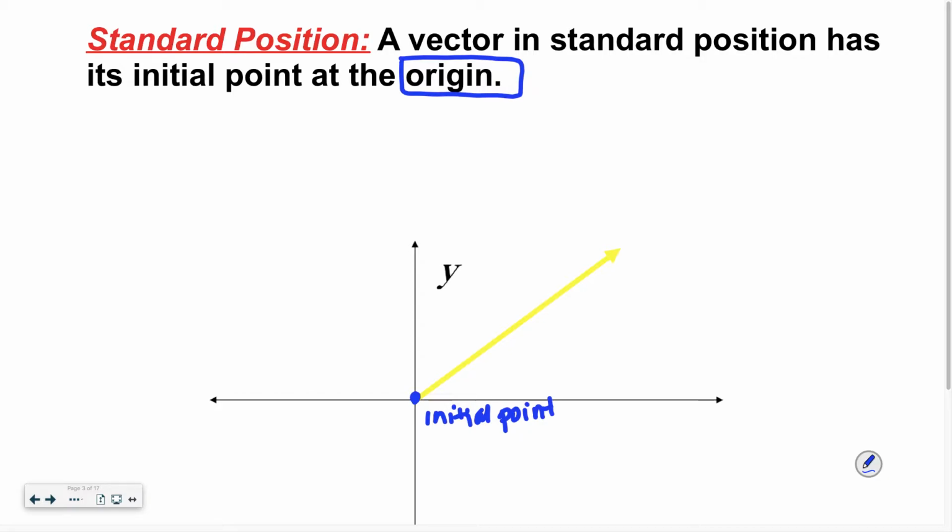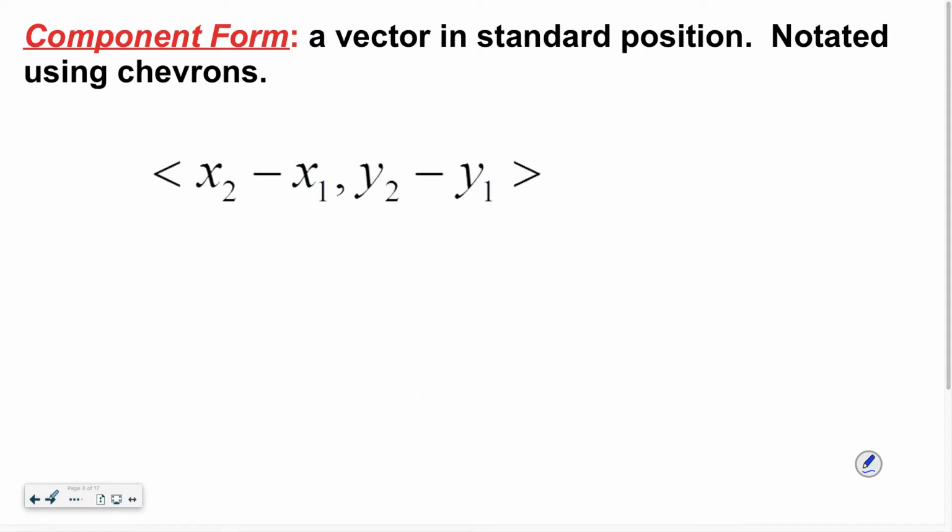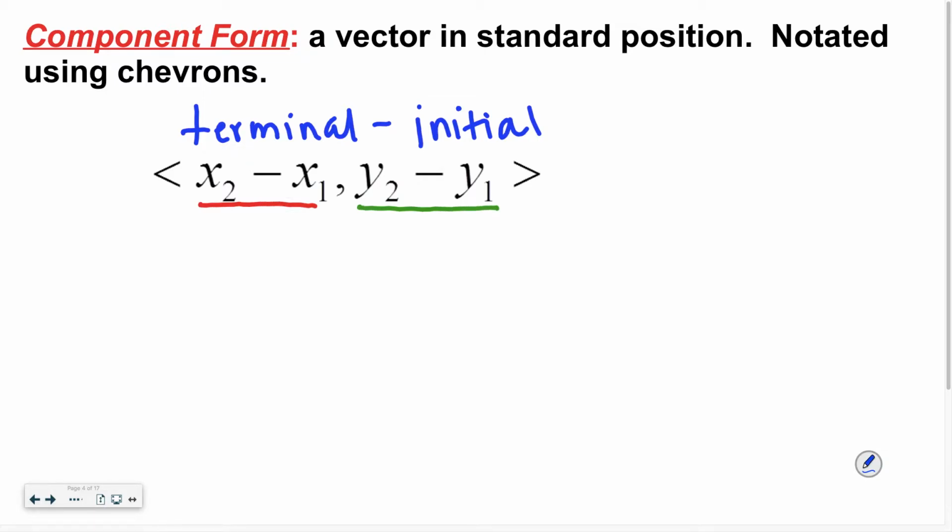So let's talk about component form. Okay? Component form is going to be notated like this. And what's going to happen is we are going to take our terminal point and subtract our initial point for each component. Notice how we have an x component and we have a y component. So go ahead under component form, please write down terminal minus initial, and then write down these chevrons right here.